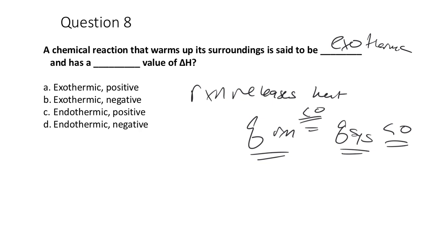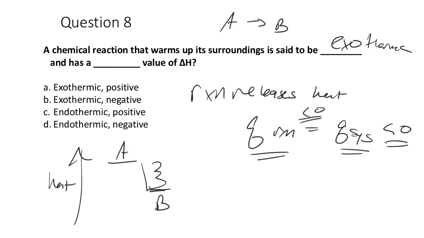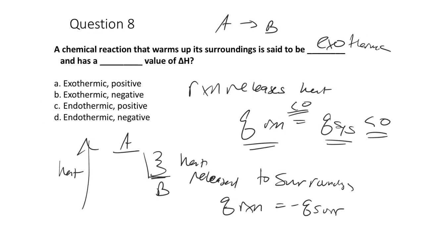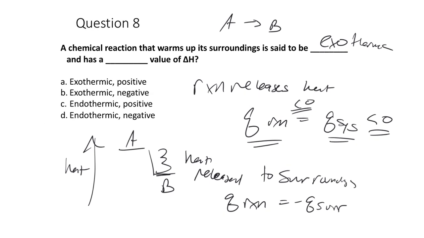The reaction loses heat, so imagine an A goes to B, so your reactants are up here in terms of their relative heat, and your products are below, and so heat is being released. Where does the heat go? The heat goes to the surroundings. So the Q reaction is the negative of the Q of the surroundings. So if the reaction has a negative sign for its heat change, then the surroundings has a positive heat sign.